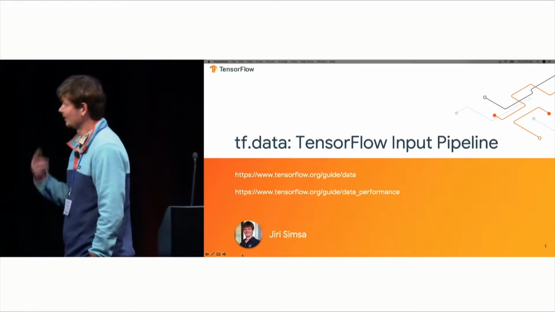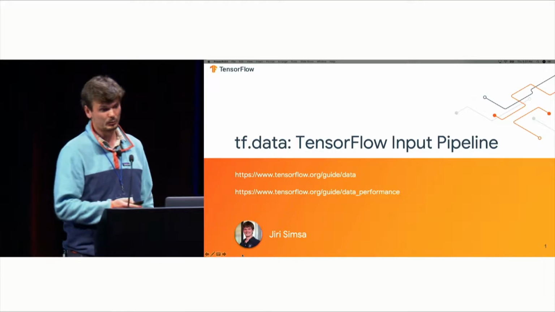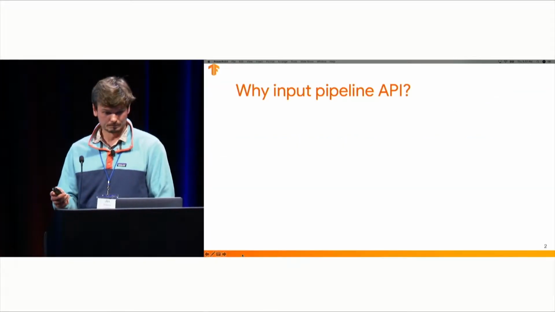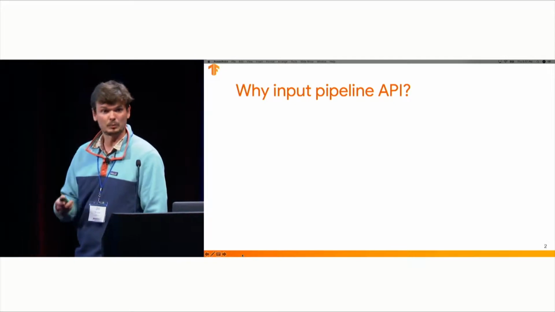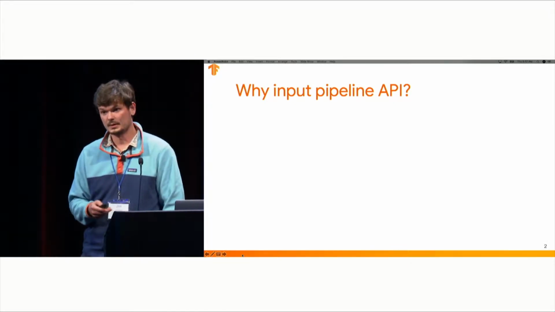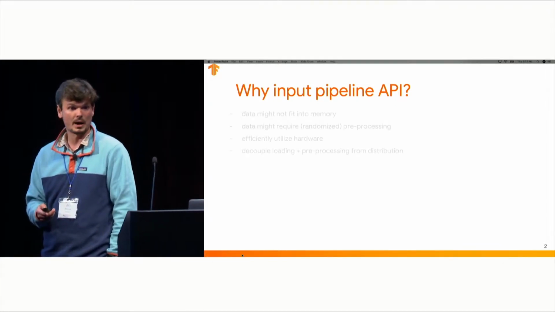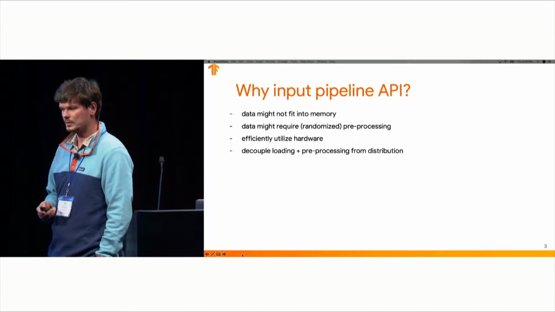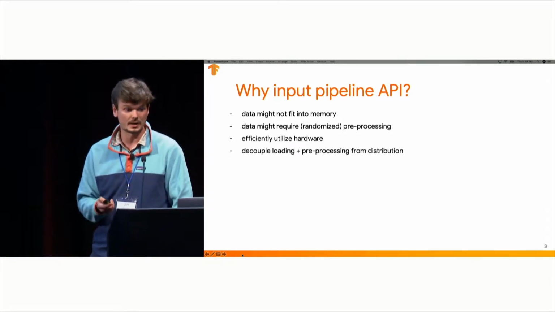As Emilia mentioned, the content of my talk is TF.data, which is TensorFlow's API for input pipelines. So let's motivate the talk by asking ourselves, why do we need an input pipeline API in the first place? Why not just load the data into memory, say using NumPy, and process it? Well, there's a number of different reasons why having a dedicated input pipeline API is a good idea.